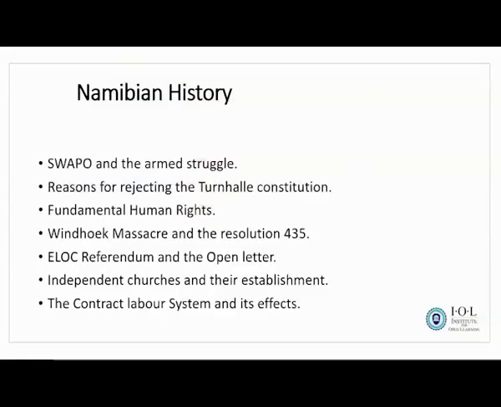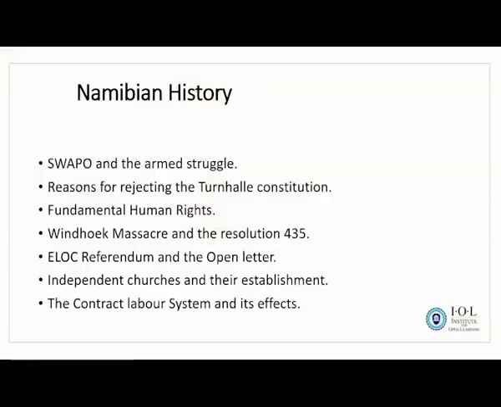You should also know the ELOC referendum and the open letter. Many a time, students confuse the ELOC referendum, open letters, and pastoral letters, more especially when you are given open and pastoral. This time, please, dear students, do not confuse these three. This time, we are only given the ELOC referendum and the open letter.